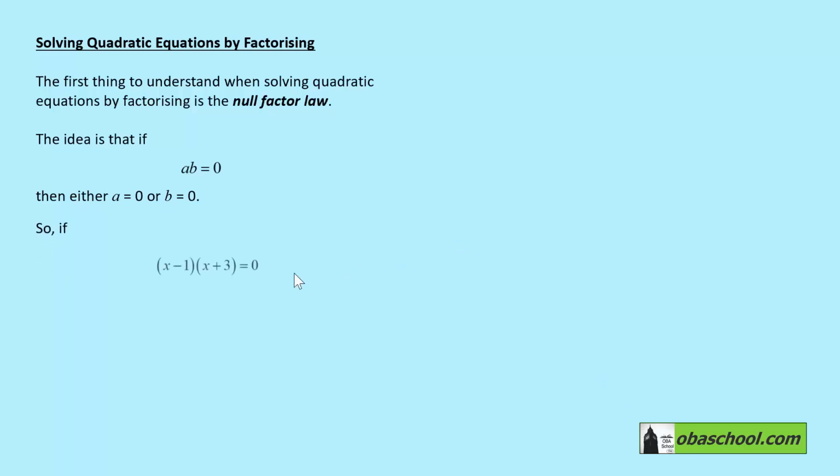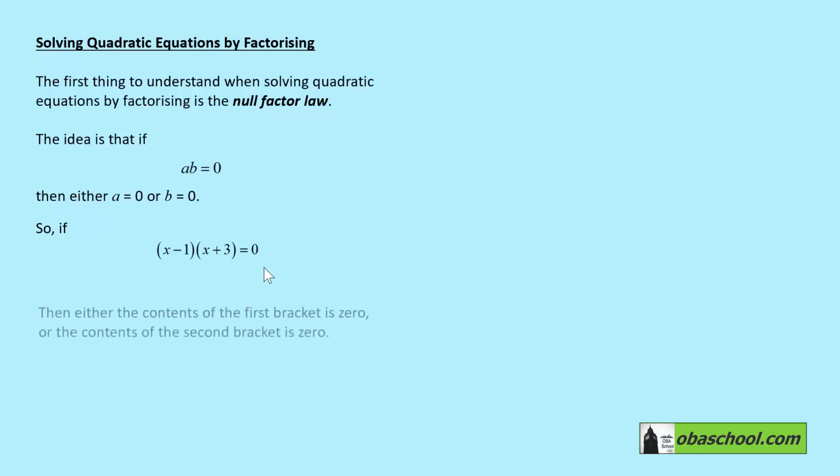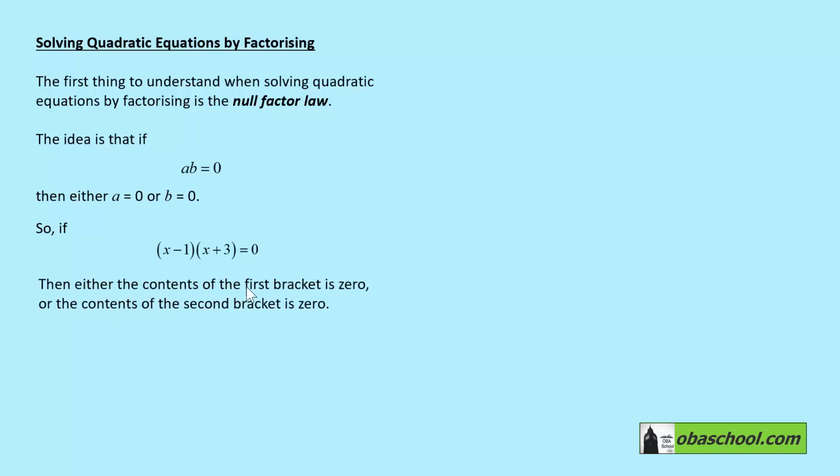So if we had x minus 1 times x plus 3 is equal to 0, then either the contents of the first bracket, i.e. x minus 1, is 0, or the contents of the second bracket, x plus 3, is 0. So either x is equal to 1, which would make the first bracket 0, or x is negative 3, which would make the second bracket 0.